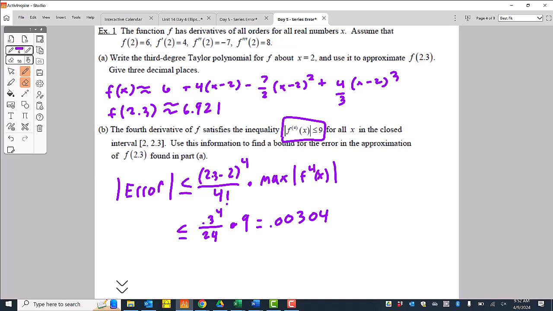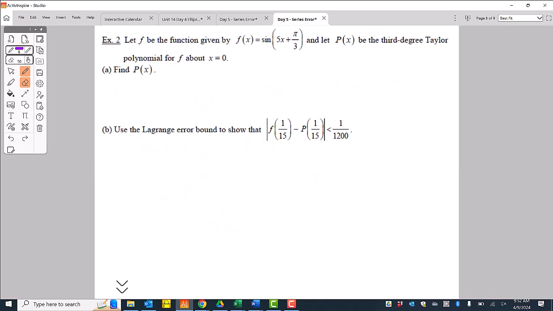All right, so sometimes they will just give you what the max is. Sometimes you'll have to do some work to find it. So in this one, we want to create the polynomial for sine of 5x plus pi over 3 with the third degree. Now, take note, this cannot just be substituted in for the Maclaurin series for sine because they don't align. If we plug in 0, we get sine of pi over 3. If we plug in 0 to our Maclaurin series, we get sine of 0. Not going to align there.